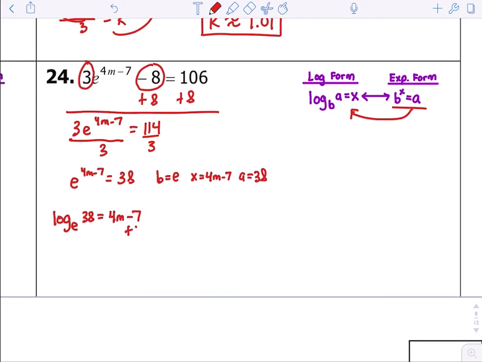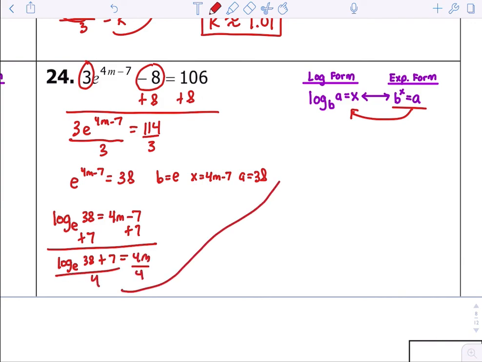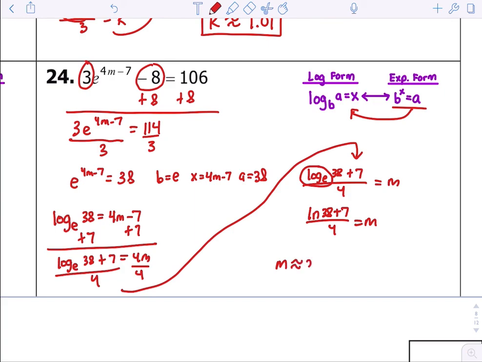So let's solve. Add 7 to both sides. Log base e of 38 plus 7 is equal to 4m. Divide both sides by 4. Log base e of 38 plus 7, all divided by 4 is equal to m. Let's change this log base e to be natural log, so natural log of 38 plus 7 all over 4 is equal to m. And now let's put this in your calculator. Natural log of 38, put that in, plus 7 divided by 4. m is roughly going to be 2.66.